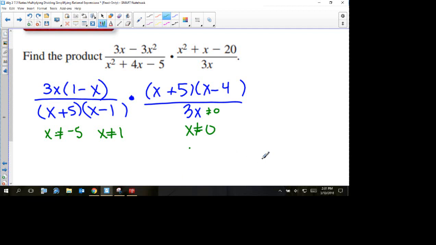All right, now I'm going to multiply these together. Are you ready for this? We're about to multiply them. We multiply fractions by multiplying straight across. There you go. I multiplied them. They're now one big fraction.